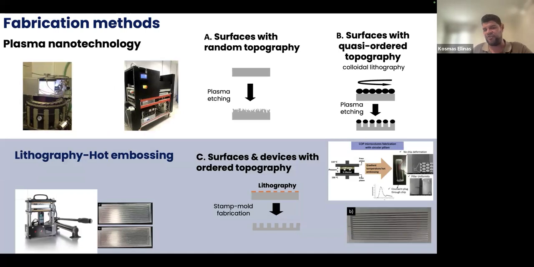Some of the methods coming from micro nanotechnology that are used in order to produce this kind of functional surfaces are, as I said before in my first lecture, plasma processing, the combination of plasma processing with lithography or colloidal lithography, of course, hot embossing, and every replication technique where I have a template and I press it with pressure or with UV. Several techniques exist in order to have a specific design.